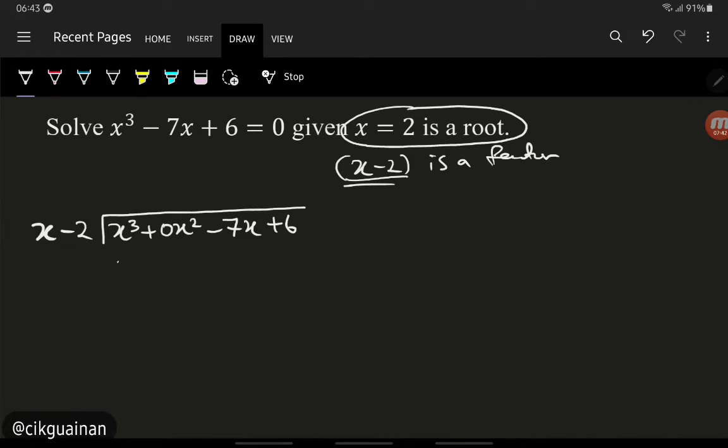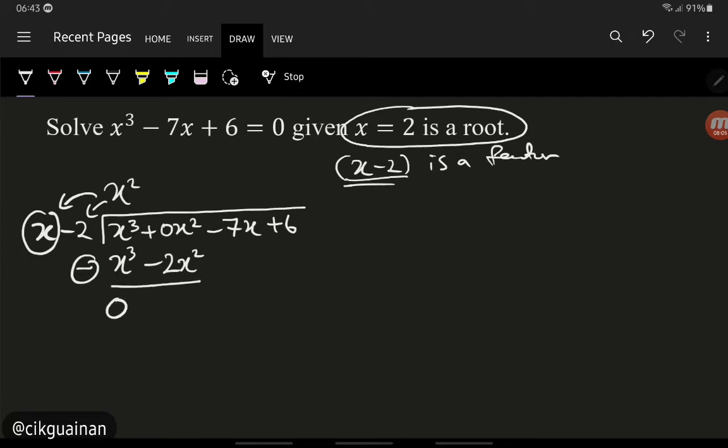Now, we want to make x cubed 0. So we have to multiply x by x squared. x squared multiplied by x is x cubed, and x squared multiplied by minus 2x is minus 2x squared. Then we subtract them. Therefore, we get 0 for this one. For the next one, 0x squared minus minus 2x squared, we get 2x squared. Next, we bring down the next term down here. If you don't want to, you also can, no problem. It's just that you get confused when you want to subtract the things.